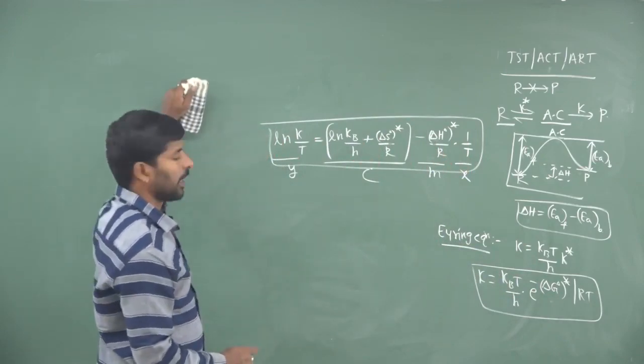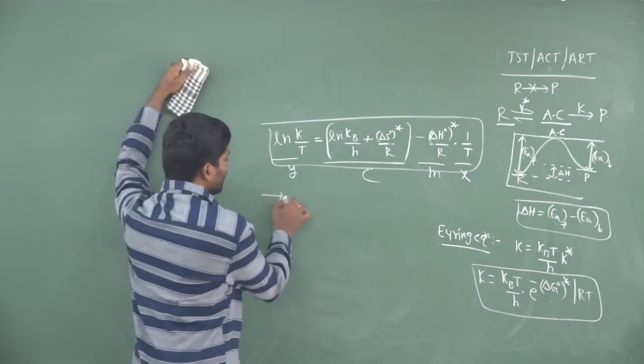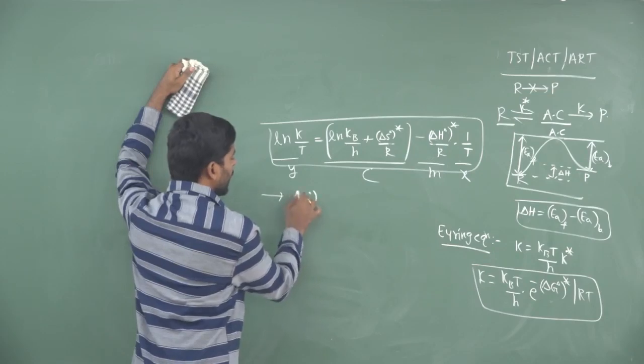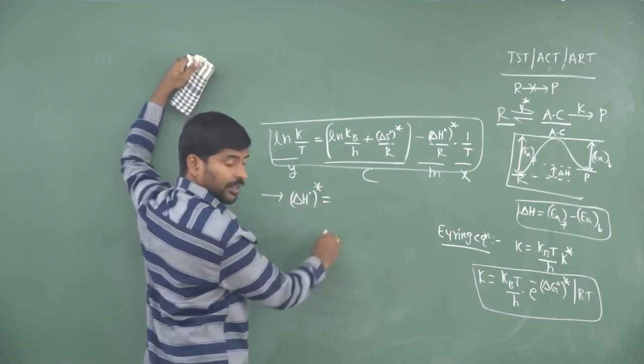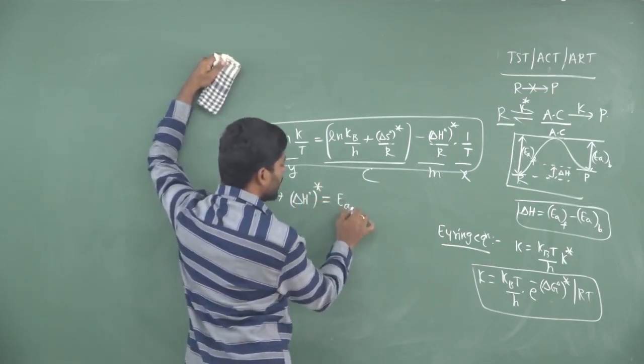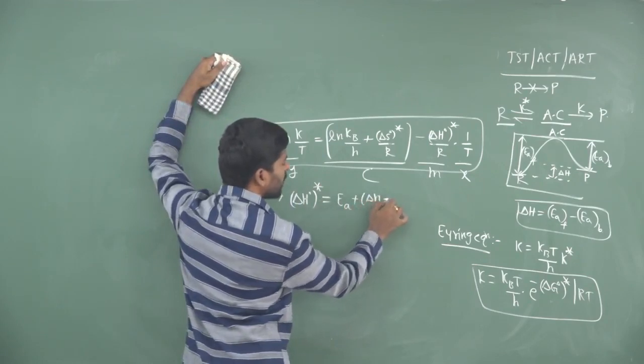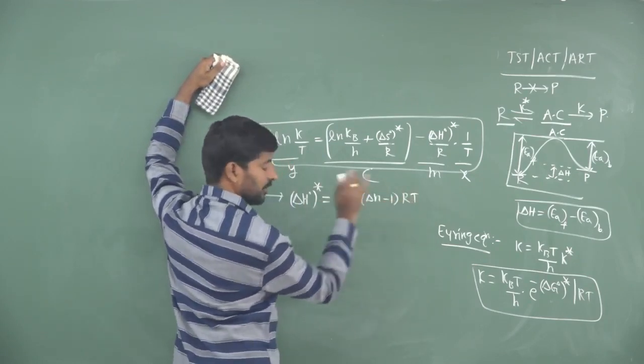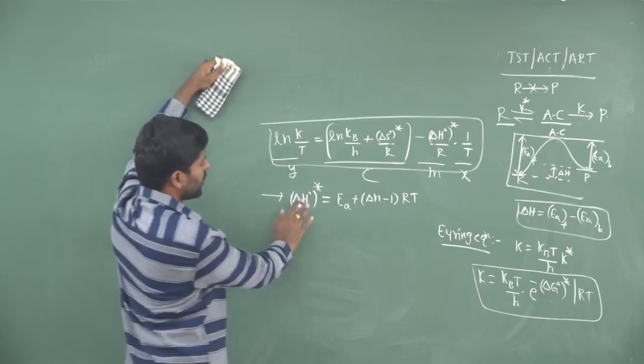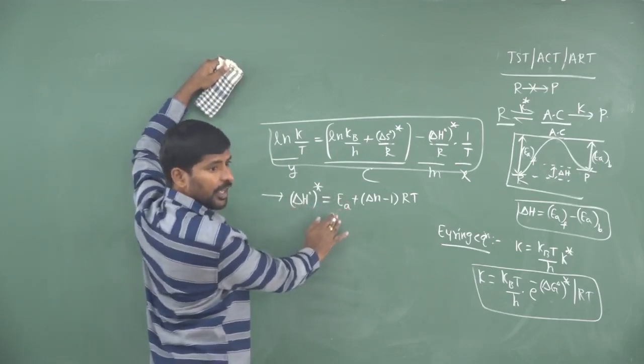Finally, what is the relation between enthalpy of activation and activation energy? Delta H naught star is equal to EA plus delta n minus 1 into RT. This is the equation which gives the relation between enthalpy of activation and activation energy.